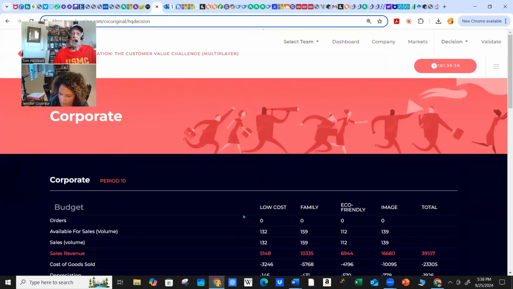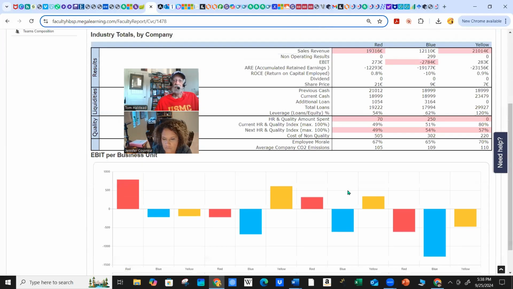And what happened when they did that is, let's see here. This is actually the results of that last decision. You can see we were looking at red. They're doing fantastic in low cost, not too bad in family. This is late in the game, so family had lots of money, and then they sort of dropped off of it because it started losing money and losing growth. And but they just got killed in image.